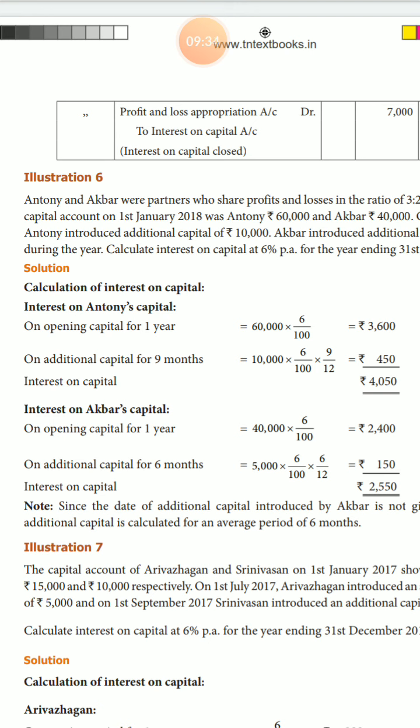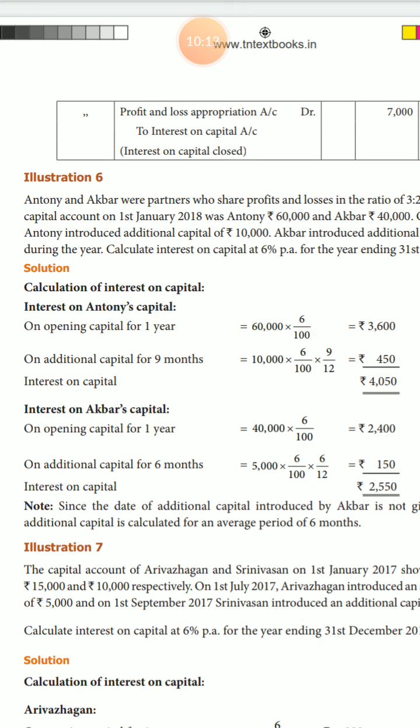9 by 12. Listen students, additional capital is for 9 months. April additional capital means closing is December only. You start the business in January, so it is automatically closed in December only. Okay students. The additional capital is 10,000 rupees into 6 by 100 into 9 by 12. 12 means what? One year calculated in months is 12.